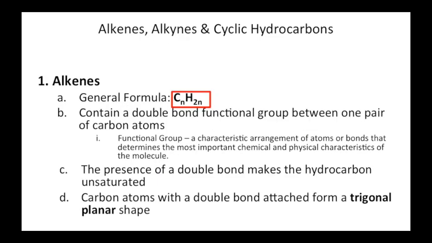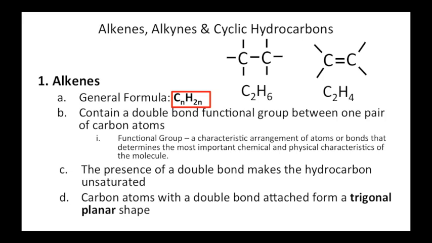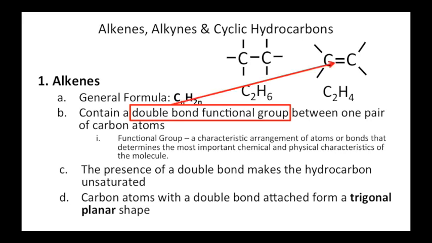Alright, so talking about alkenes. Now alkenes have double bonds, and they have the formula CnH2n. So there's an alkane, C2H6. There is an alkene with a double bond, C2H4. Alright, so we have this double bond, and we call the double bond a functional group.